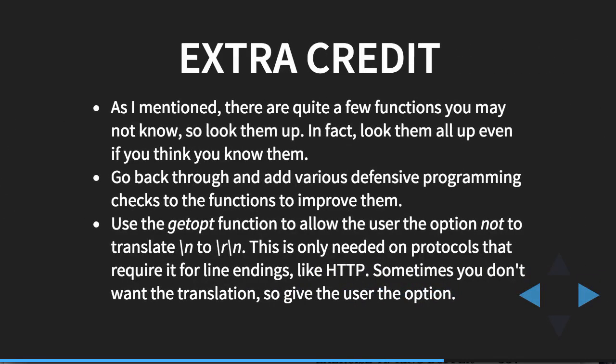Extra credit, as I mentioned, there are quite a few functions you may not know about, so look them up. Go back through and add various defensive programming checks. Use getopt to allow users to set options, and just try and do like getopt, and do you want to translate the newline and the \r\n. That's a thing that happens in most protocols.